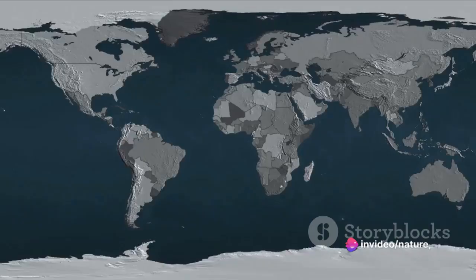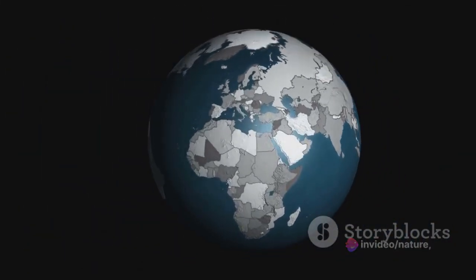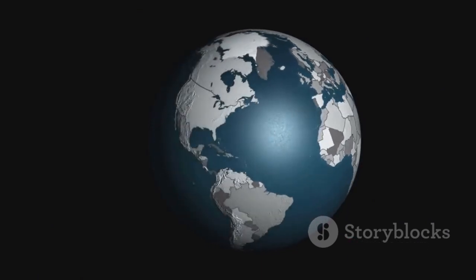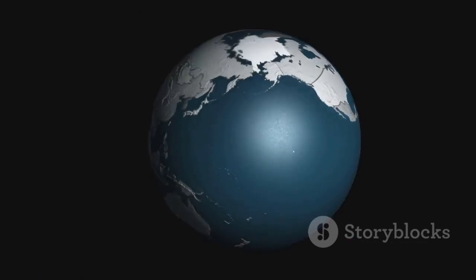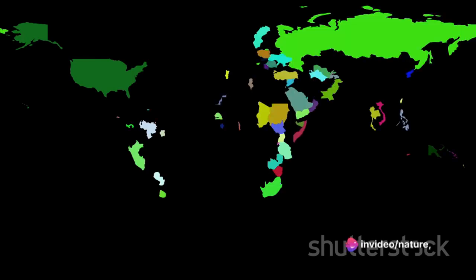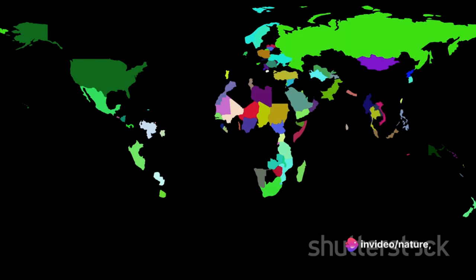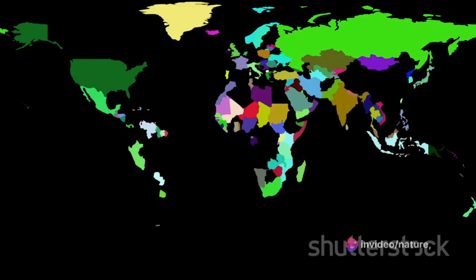Then there are climate zones. Imagine the Arctic chill of the polar zones, the scorching heat of the tropics, or the mild weather of the temperate zones. These invisible climate lines influence the kind of life that can exist in these regions, shaping the flora, fauna, and even the human cultures therein.